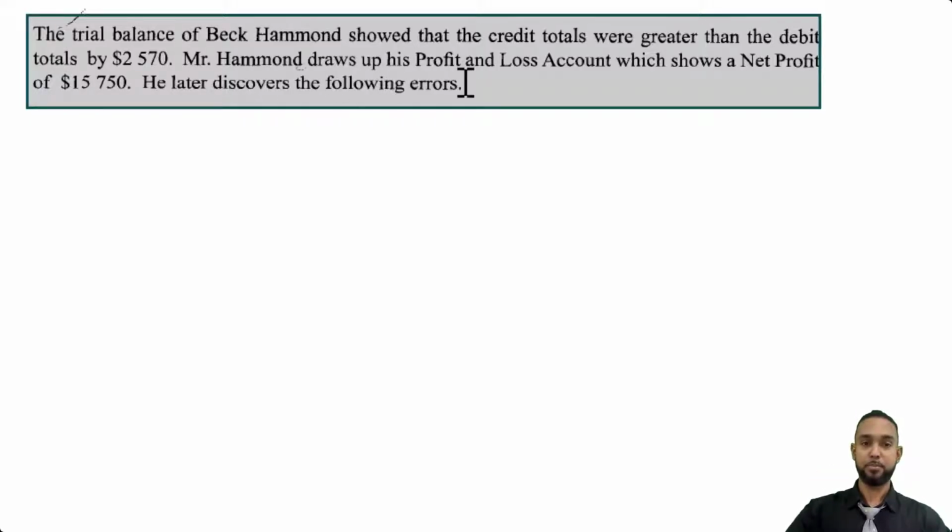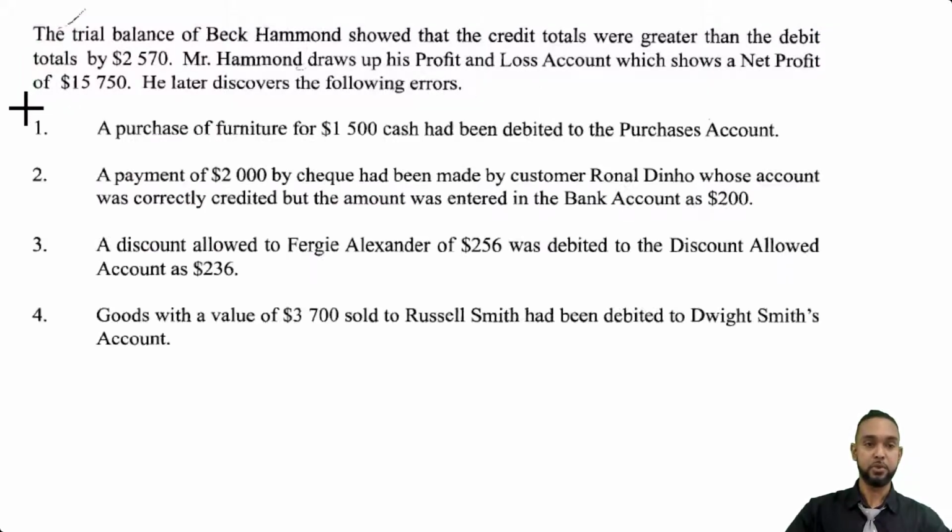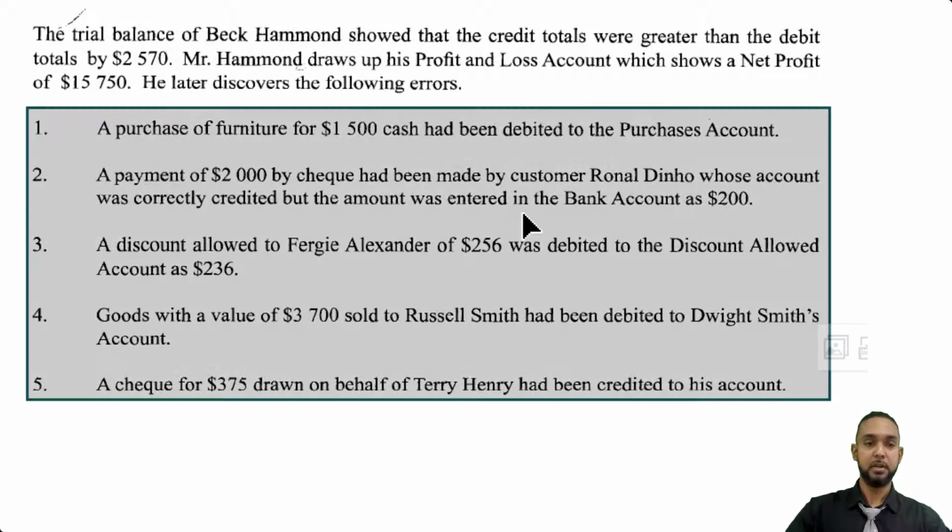Mr. Hammond draws up his profit and loss account, his income statement, which shows a net profit of $15,750. He later discovers the following errors. Okay, so we have a list of 5 errors here. Let's take a little read through.